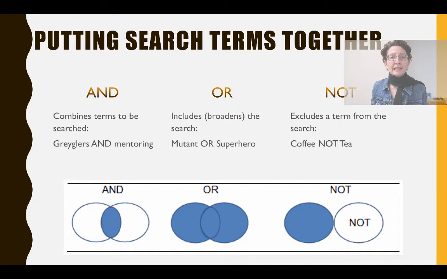If you want to exclude terms, then you can use "NOT." If you're doing some research on coffee drinkers but not tea drinkers, then you could simply use the Boolean search term NOT. Remember, Boolean search terms are written in all capital letters, and each of them serves a different search function.